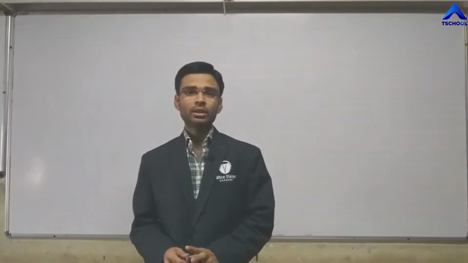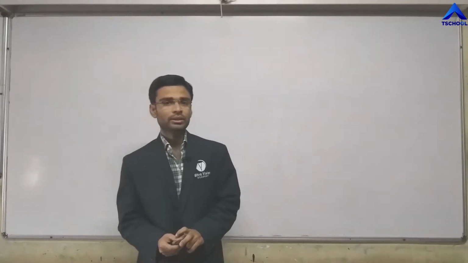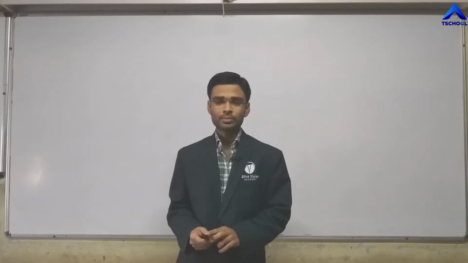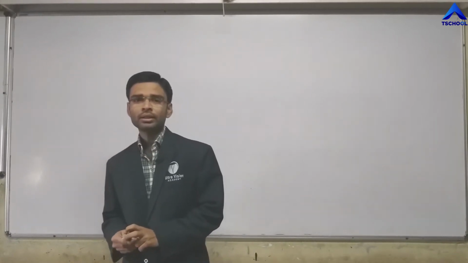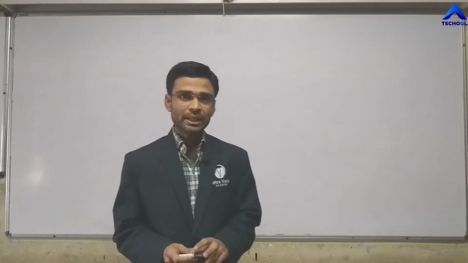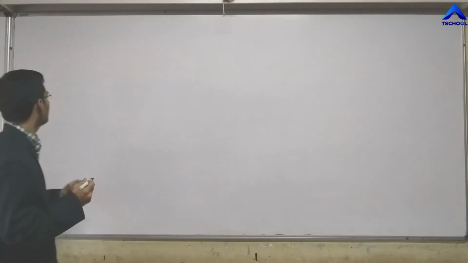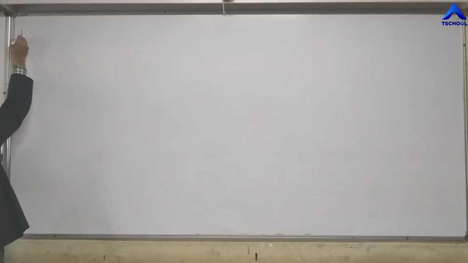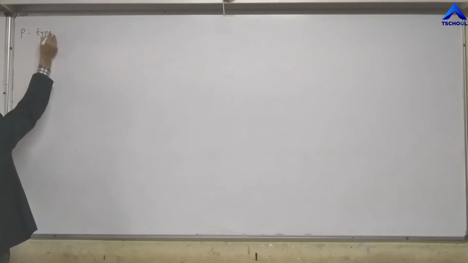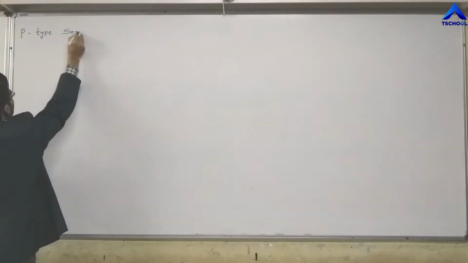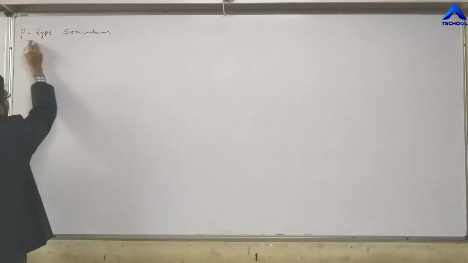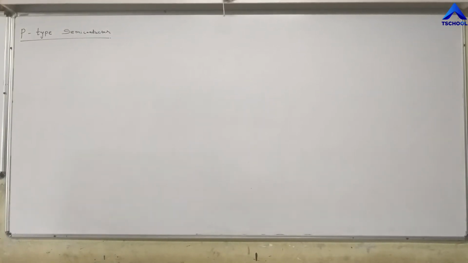Hello friends, yesterday we have seen the types of the semiconductor. In the extrinsic semiconductor, there are exactly two types, N-type semiconductor and P-type semiconductor. Today we are going to learn about the P-type semiconductor.